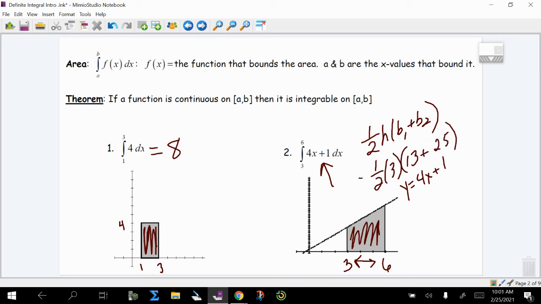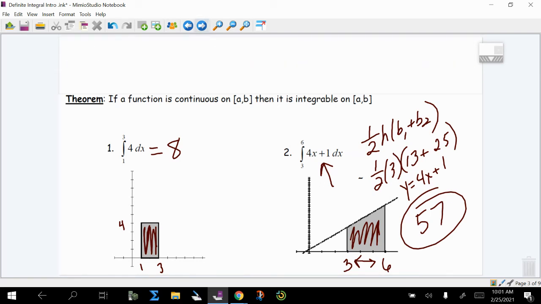So then I'm going to either do it in my head or use a calculator. Let's see, 13 plus 25 is 38. Half of 38 is 19. 19 times 3 is 57. We don't usually put units on our answer, but in something like this, we would say it's square units because it is indicating an area.